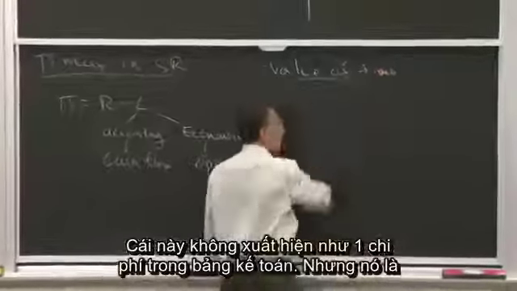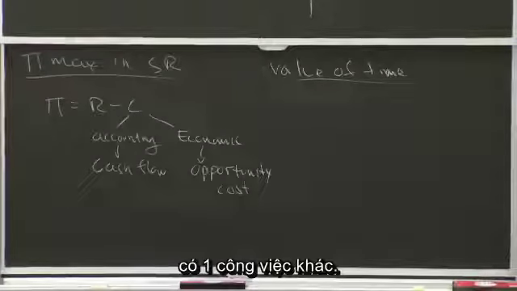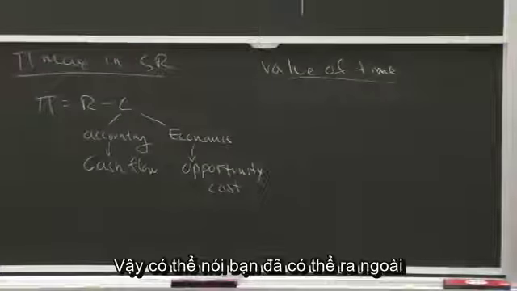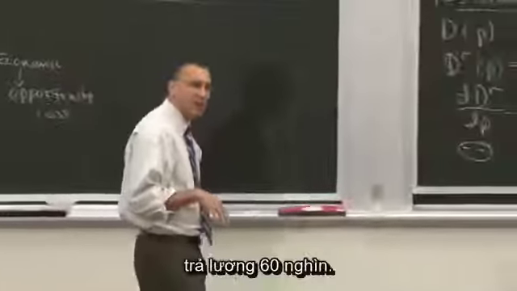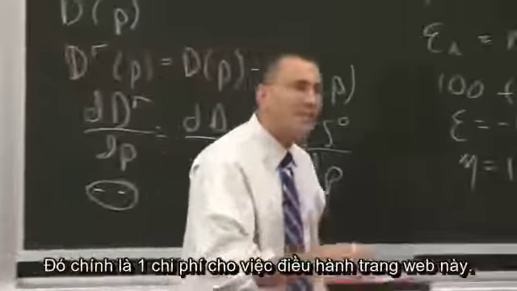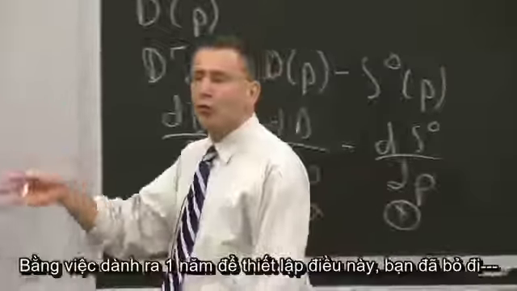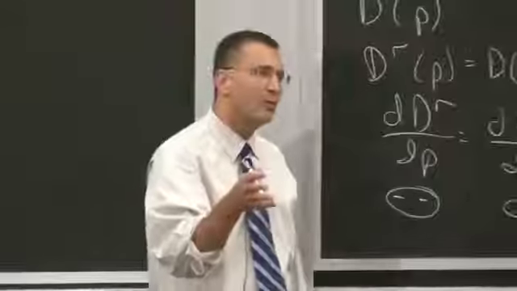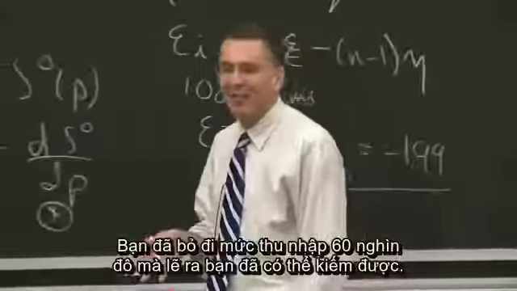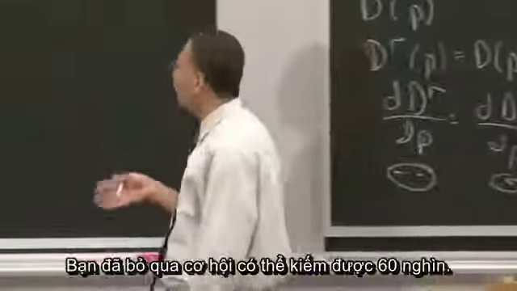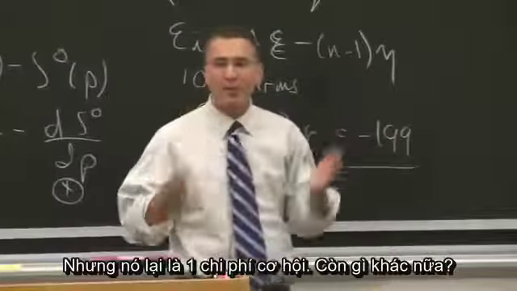That doesn't show up as an accounting cost, but it's a real opportunity cost because you could have had another job. So let's say you could have gone out and made $60,000 a year. You could have easily found a job making $60,000 as an MIT graduate. Well, then that's a cost of running this website: by spending the year setting this up, you forwent $60,000 in income you could have earned. That's a real cost. It's not an accounting cost. It didn't show up in anybody's books, but it's an opportunity cost.